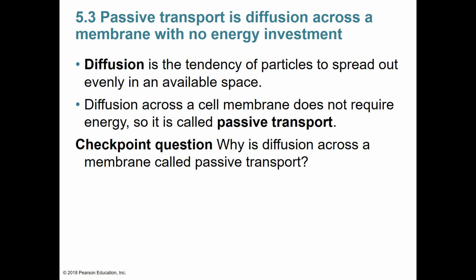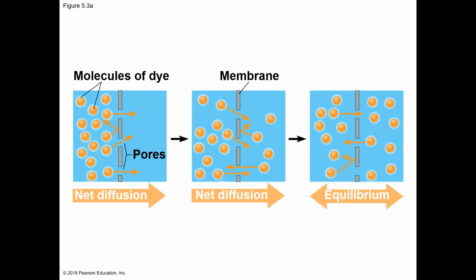So this is not requiring any sort of added energy. This is just something that happens with particles in space. They like to spread out. So if it does not require any energy, it's called passive transport. So the first type of passive transport we're going to learn about is diffusion. So let's just look here.